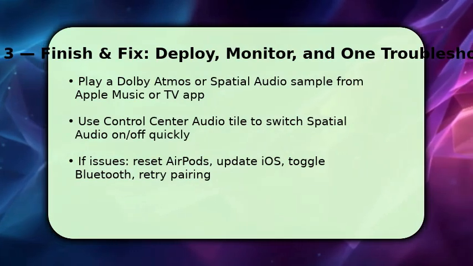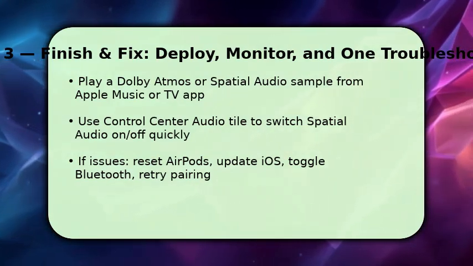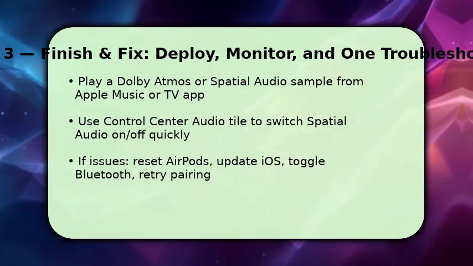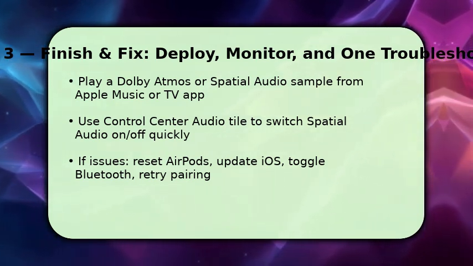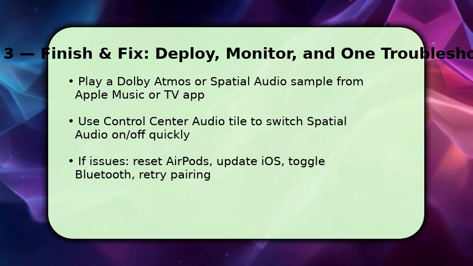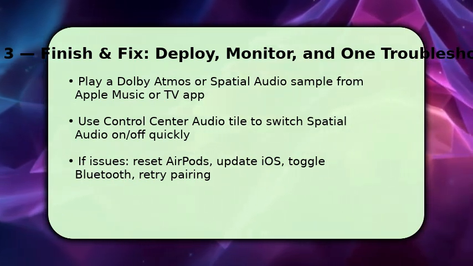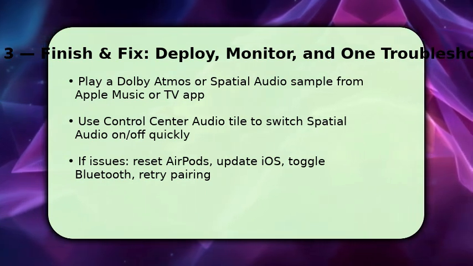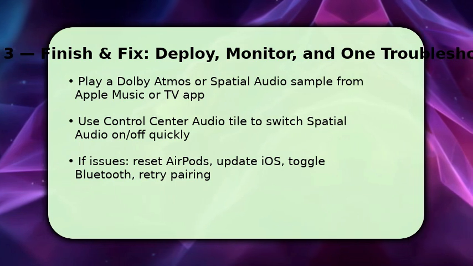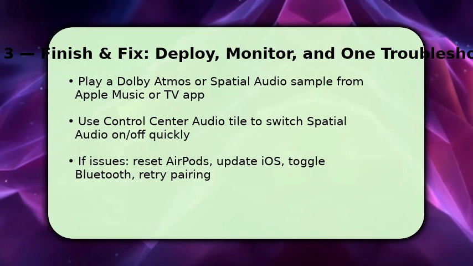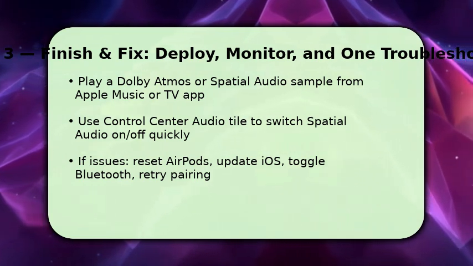Finally, verify spatial audio by playing a Dolby Atmos or spatial sample and listening for a 3D soundstage. Use the Control Center audio card to toggle spatial audio and compare. If the stage seems off, recalibrate by restarting the app, reconnecting the AirPods, and ensuring head tracking is set as you prefer. If things still fail, reset the AirPods, update iOS, and repair. This resolves most sync or firmware mismatches.